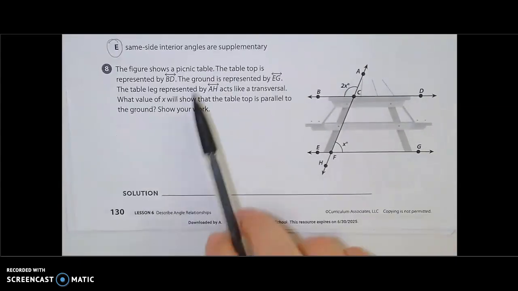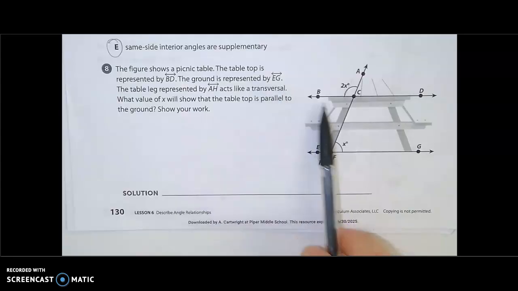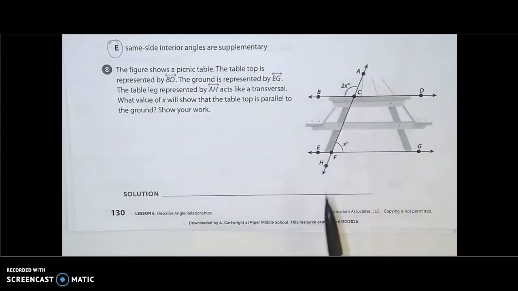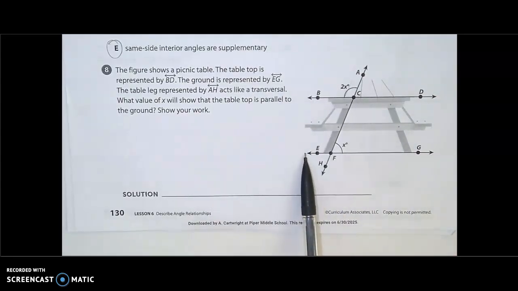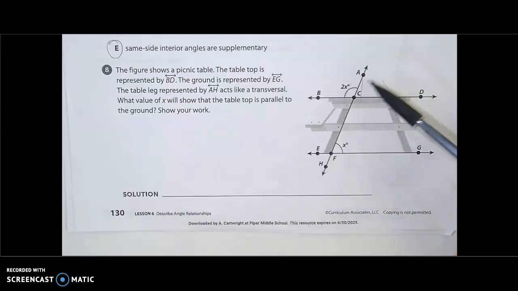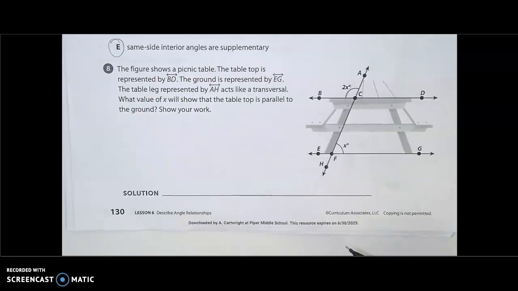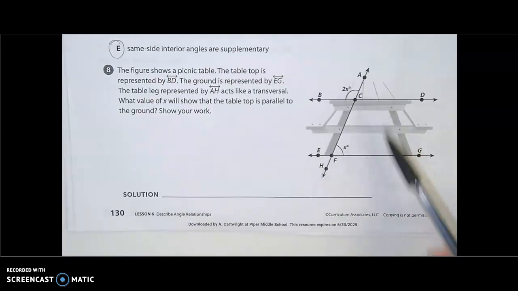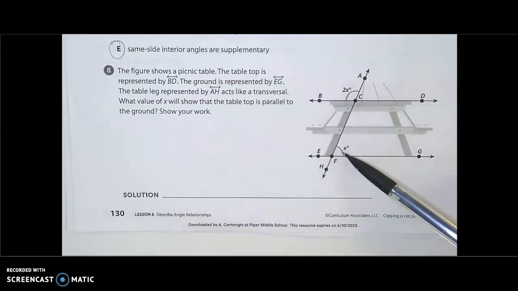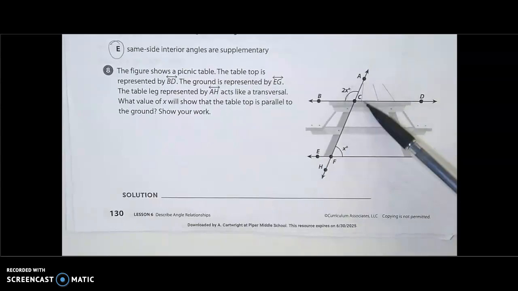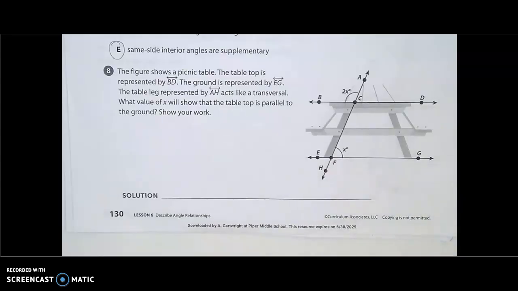Number 8, the figure shows a picnic table. The table top is represented by line BD. The ground is represented by line EG. The table leg represents AH, acts like a transversal. What value of x will show that the tabletop is parallel to the ground? So I need to find a value of x that is going to make it to where we know that these lines are parallel.